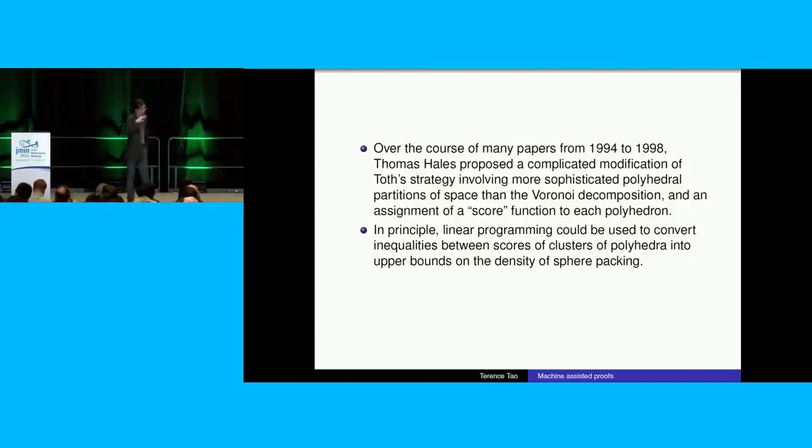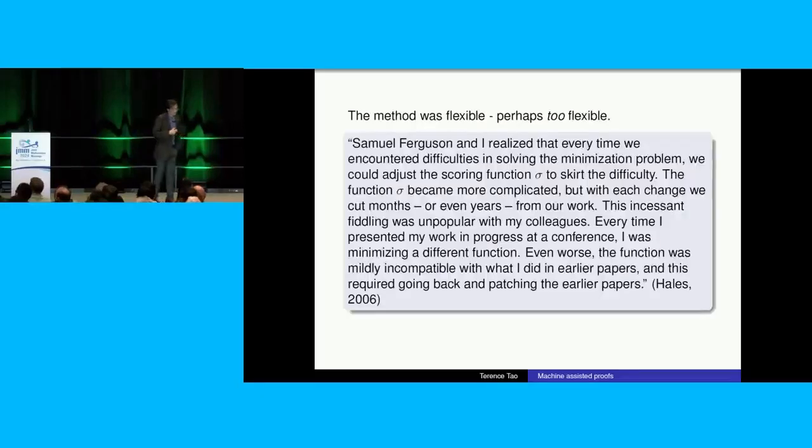He was able to prove lots and lots of linear inequalities between the scores of adjacent polyhedra. And then just using linear programming, was able to get a bound. And with the right choice of score and the right choice of partition, it was the optimal bound. It's a very flexible method because you have lots of ways you can do the partition and lots of ways that you can do the score. But actually, the problem is that it was too flexible.